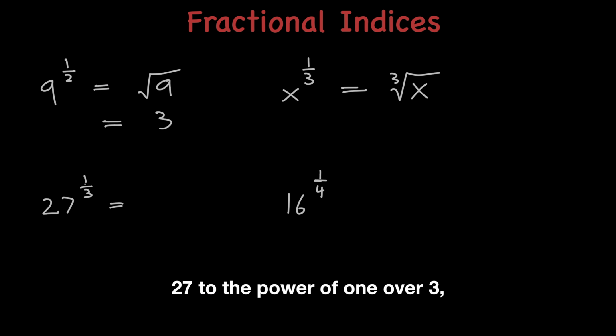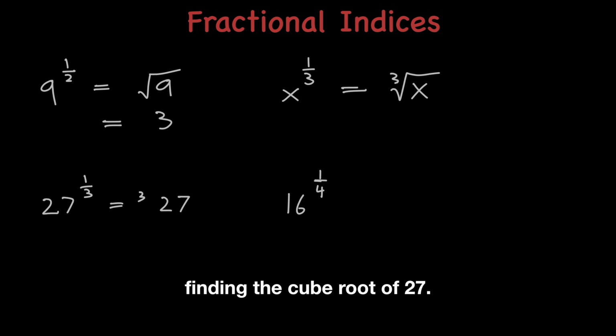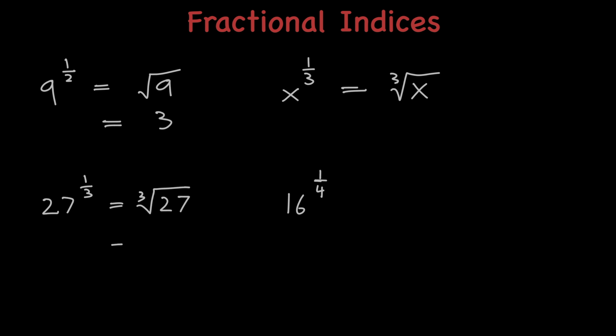27 to the power of 1 over 3. The numerator is 1, so it's 27 to the power of 1. And the denominator is 3, so we're finding the cube root of 27. And that is also equal to 3.